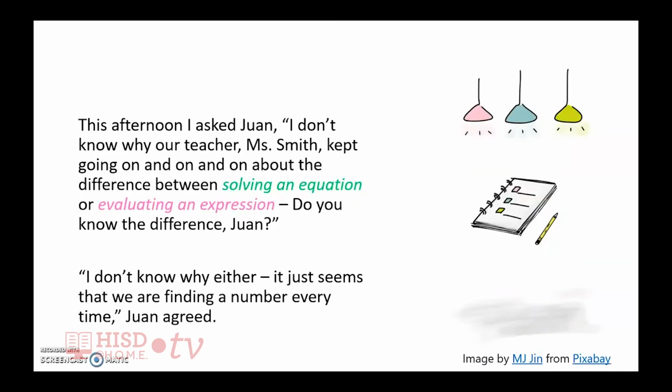This afternoon, I asked Juan, I just don't know why our teacher, Miss Smith, kept going on and on and on about the difference between solving an equation or evaluating an expression. Do you know the difference, Juan? "I don't know either. It just seems that we are finding a number every time," Juan agreed.